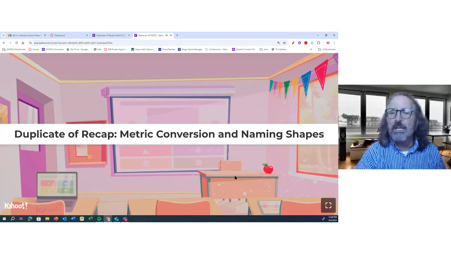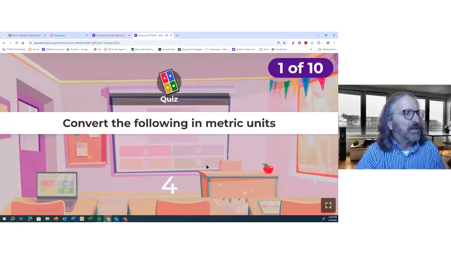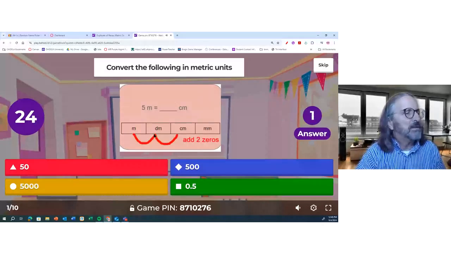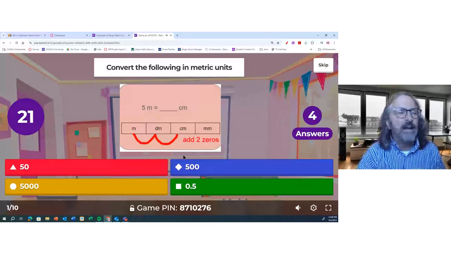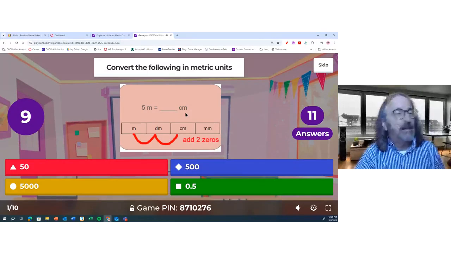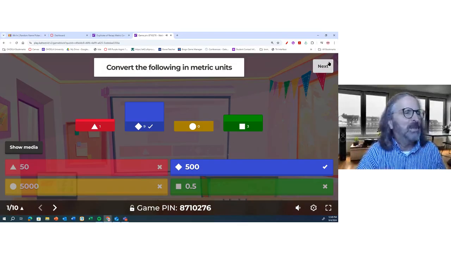All right, metric conversion. So here we go. Convert the following to metric units. Let's go. All right, so 5 meters to centimeters. So you go from meters to decimeters to centimeters, add 2 zeros to that 5. If you're going from large to small, remember 5 meters is bigger than centimeters, you have many more centimeters than you did meters, right? So there's 100 centimeters in a meter. It's like $5 to pennies, right? You got 500 pennies. Yeah, there you go.